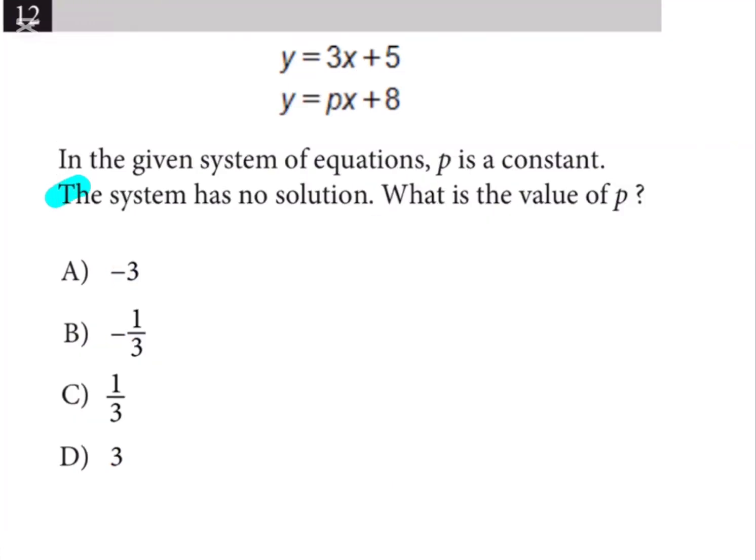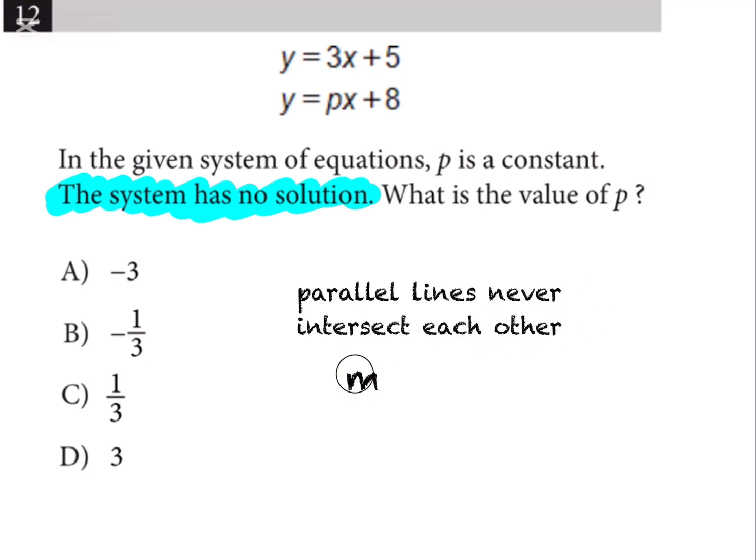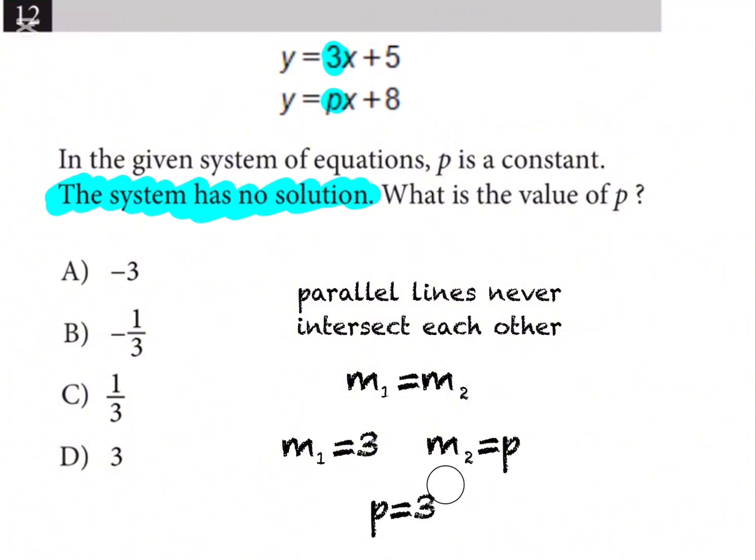For a system of linear equations to have no solution, the lines must be parallel. Parallel lines have the same slope but different y-intercepts. So here, we need the slopes to match but the constants, the y-intercepts, to differ. The slope of the first equation, y equals 3x plus 5, is 3, and the slope of the second equation, y equals px plus 8, is p, which is 3 as well.